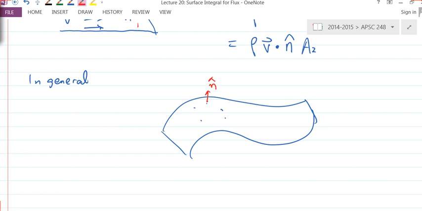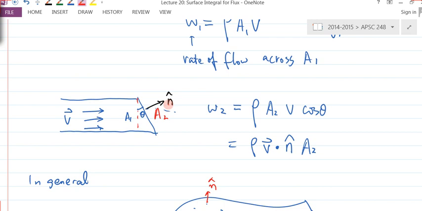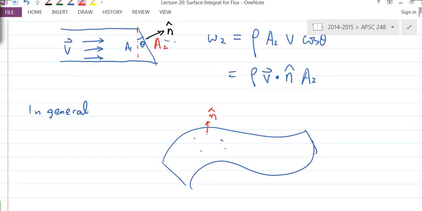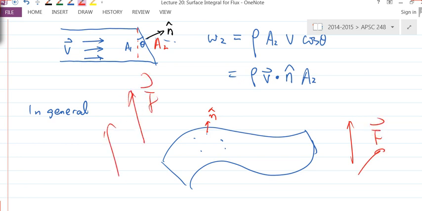N hat, right? We can always draw an N hat at a location just like this N hat. And now maybe you have a vector field, spread inside this 3D space. So the same question: what's the rate of flow, or what's the flux, passing through this surface S here? That make sense?